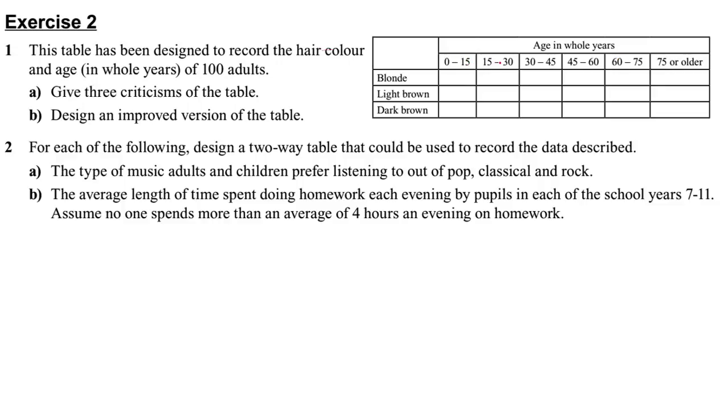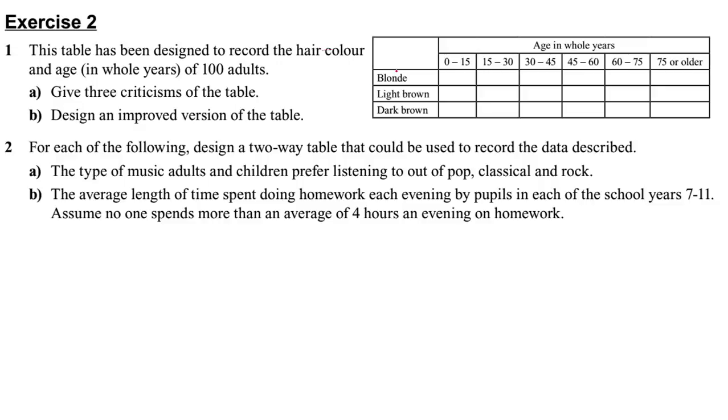Now, when it comes to the age, again, there's overlap, because if somebody is 15 years old, you will not know whether to tally here or here. And the next thing is that these ones are adults, right? Why would you put 0 to 15, for example, if they're adults? So this column here is not necessary. Then they say design an improved version of the table.